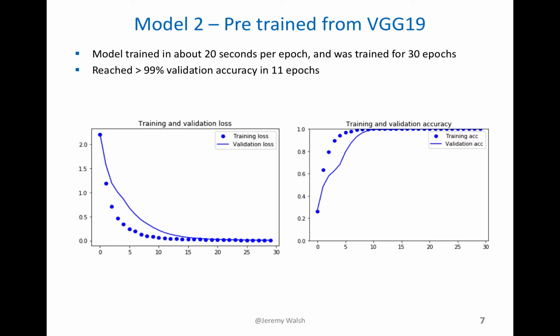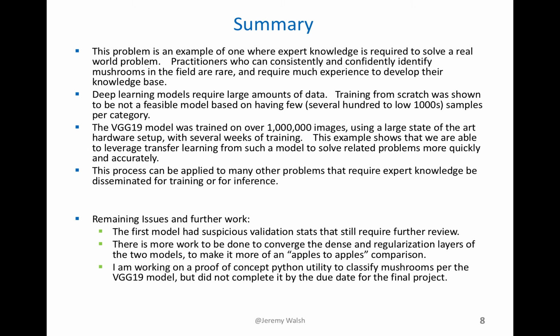And using this, we were able to train the model much faster. So each epoch trained faster, we were able to train it in fewer epochs, and we were able to achieve an overall level of validation accuracy of greater than 99%. So much more successful using transfer learning in a pre-existing model.